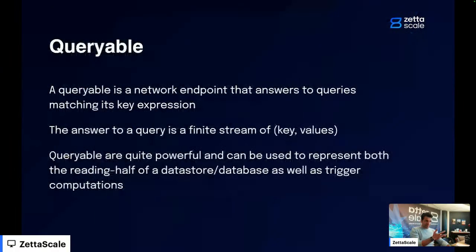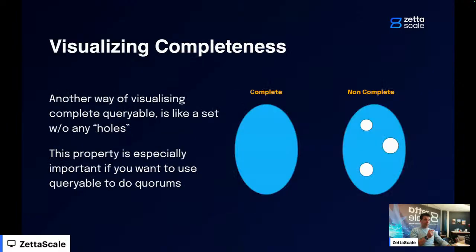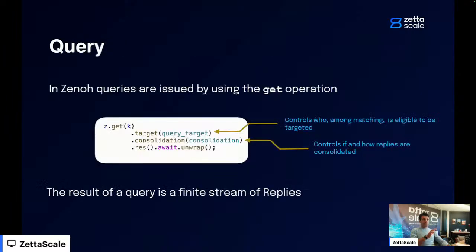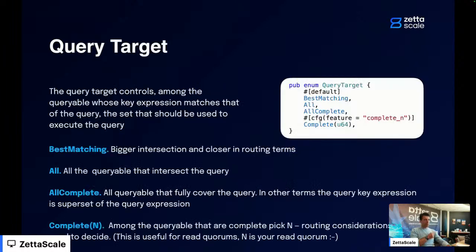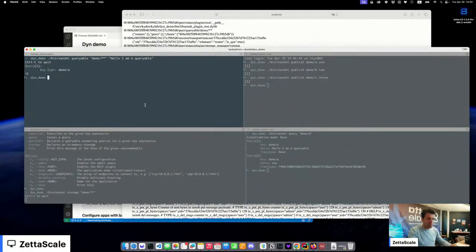So we have seen query in action. I've explained queryable. This is how you declare a queryable. You can declare if it's complete or not, and you pass a key expression. Completeness we will see in action in a moment. And this is how you do a target. You pass the target and the consolidation, and we'll see consolidation in action in a moment. Okay, so let's go back and let's play a little bit more.